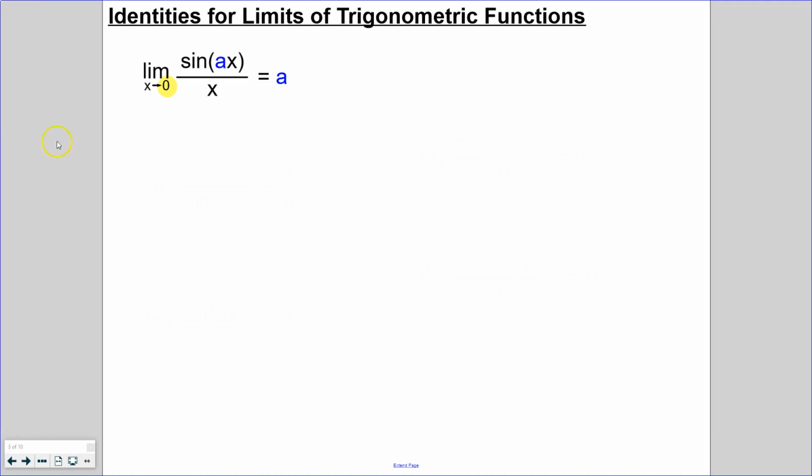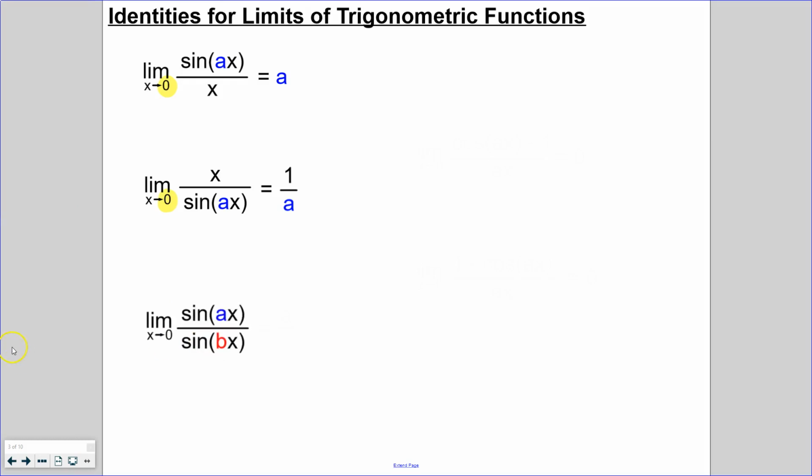Alright, so then moving on from there, we're going to look at limits in the form of the limit as x approaches 0 of x over sine of ax. So this is similar to the first identity, except it's the reciprocal of it. And just like you'd imagine, if the limit is the reciprocal, the other side is also going to be the reciprocal. So this particular limit equals 1 over a, or 1 over the coefficient of x inside of the sine function. And if you notice, this limit is also only true as x approaches 0.